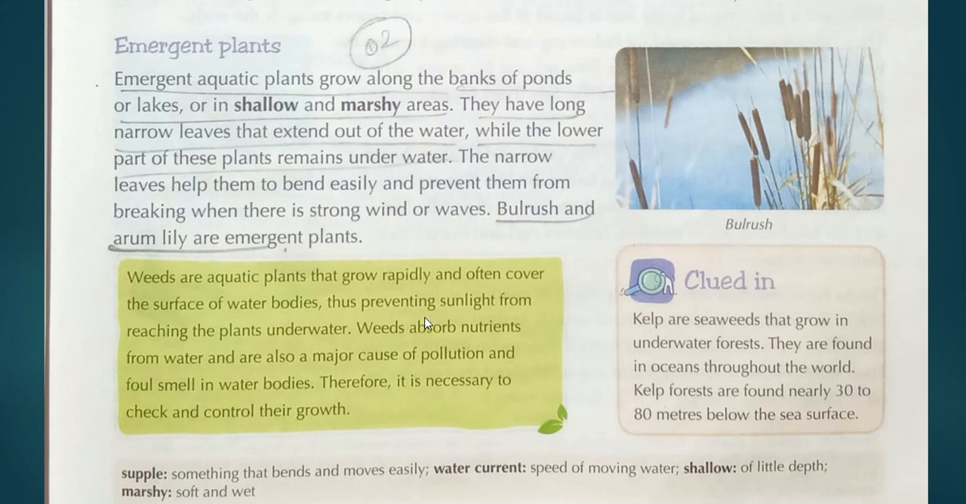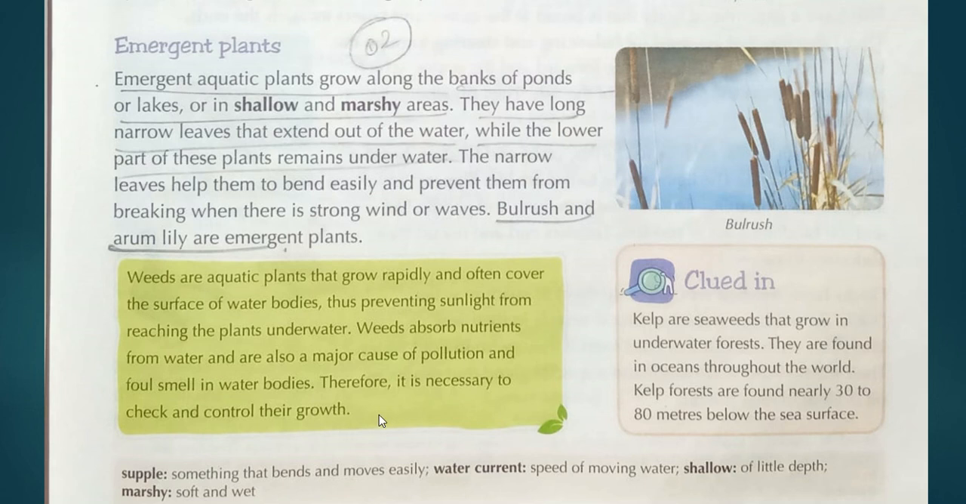Now here, weeds are written about. What are weeds? Weeds are aquatic plants that grow rapidly and often cover the surface of water bodies, thus preventing sunlight from reaching the plants underwater. Weeds absorb nutrients from water and are also a major cause of pollution and foul smell in water bodies. Therefore, it is necessary to check and control their growth.